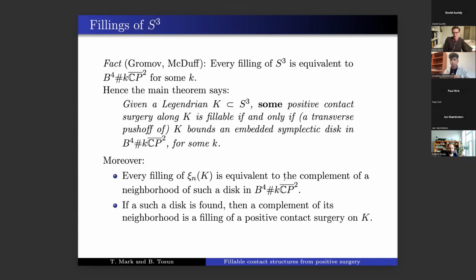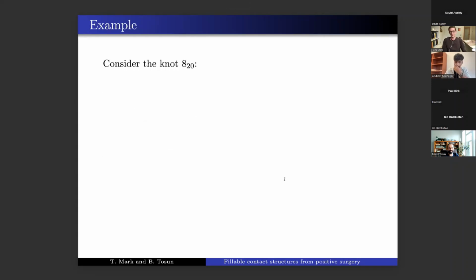Anytime you find such a disk bounding K in some blowup, you can scoop it out of that blowup of the four ball, and what's left over is a filling of some surgery, and every filling can be obtained that way from some symplectic disk. Okay, so we haven't said much more than what we said already. But here's an example in any case to get us started.